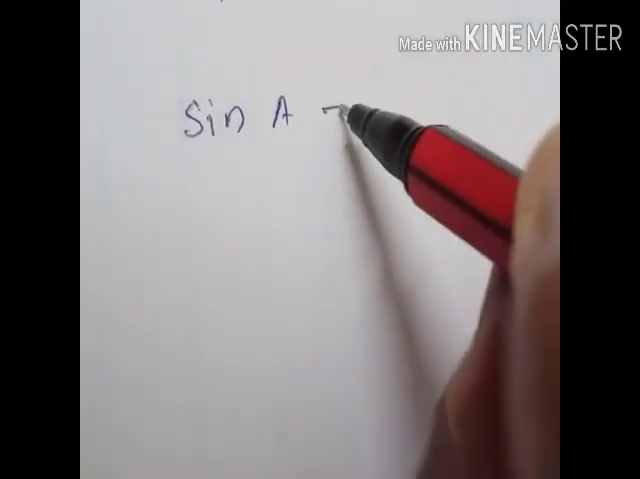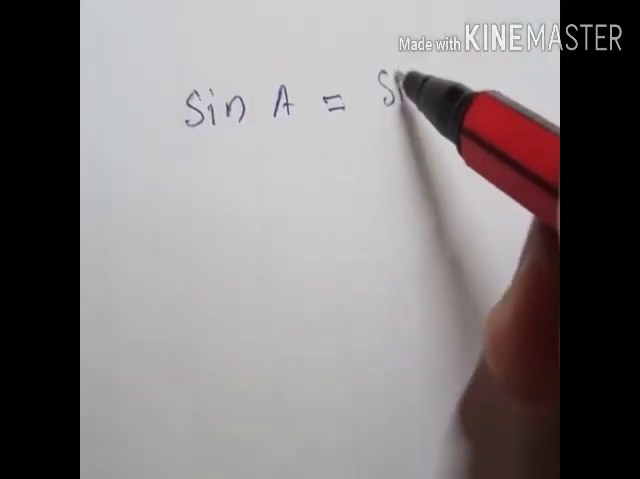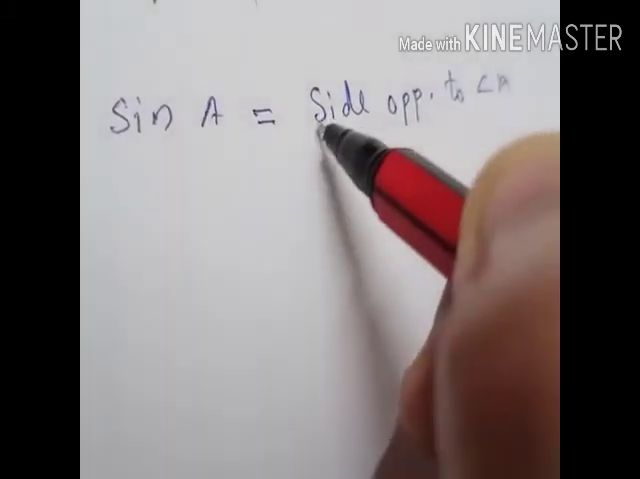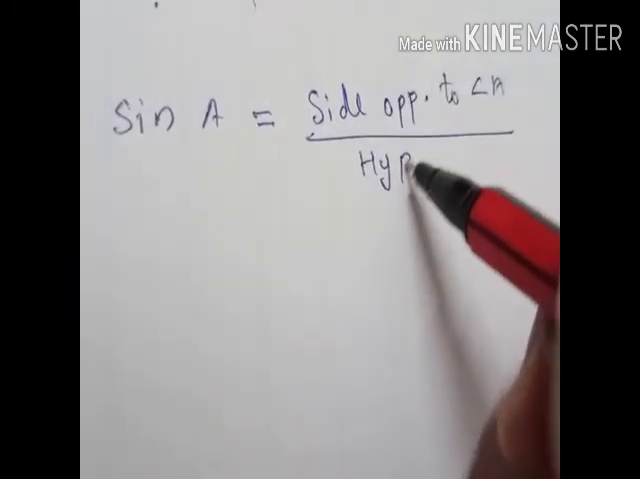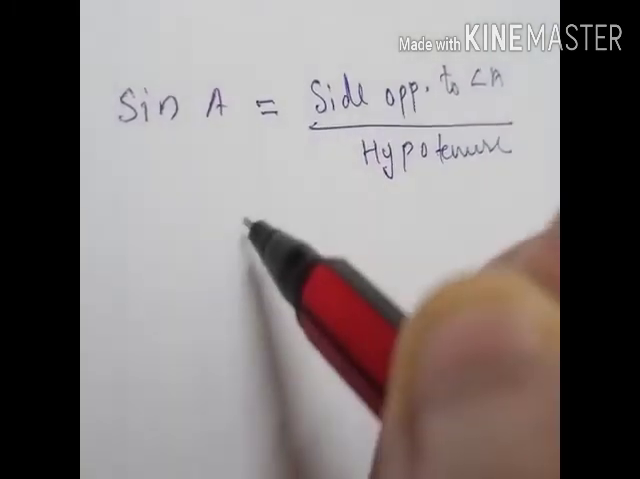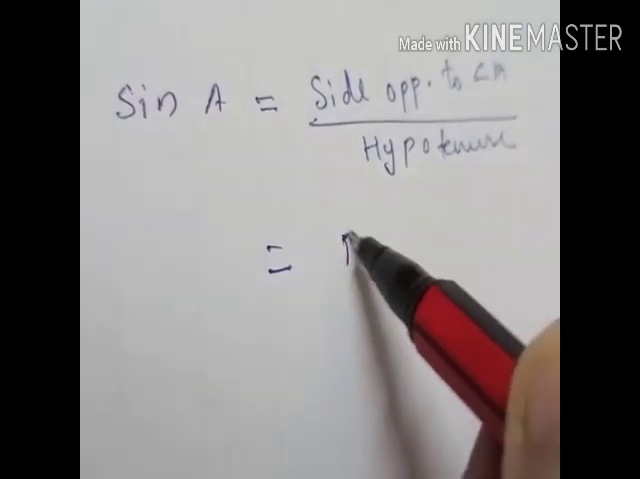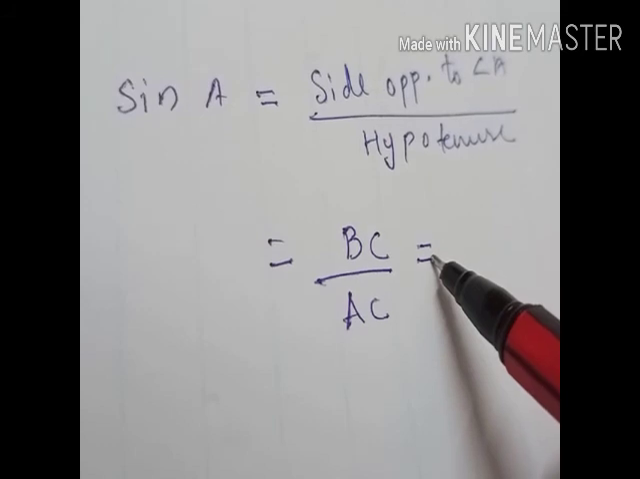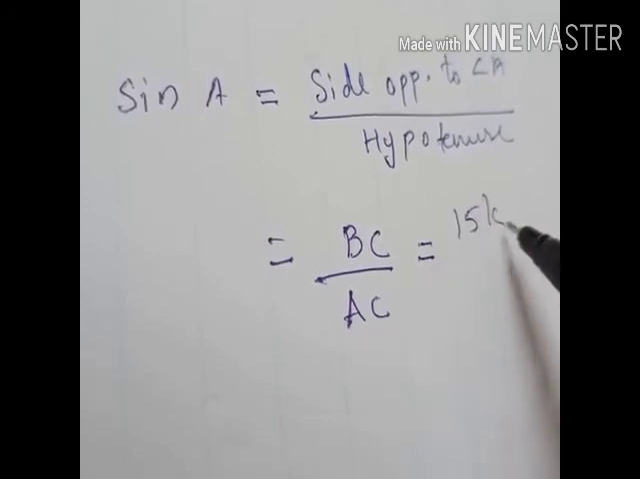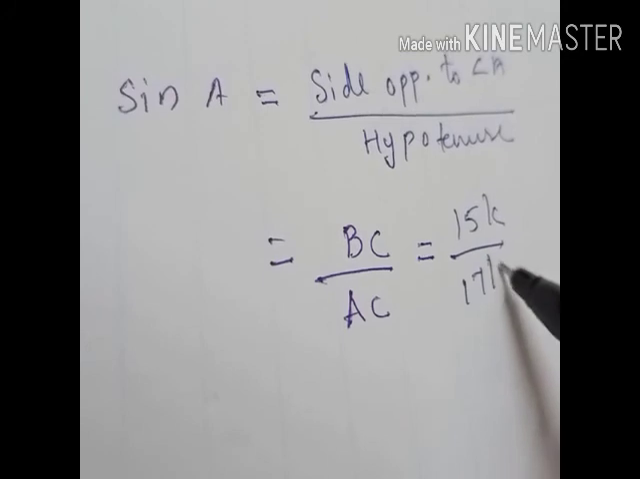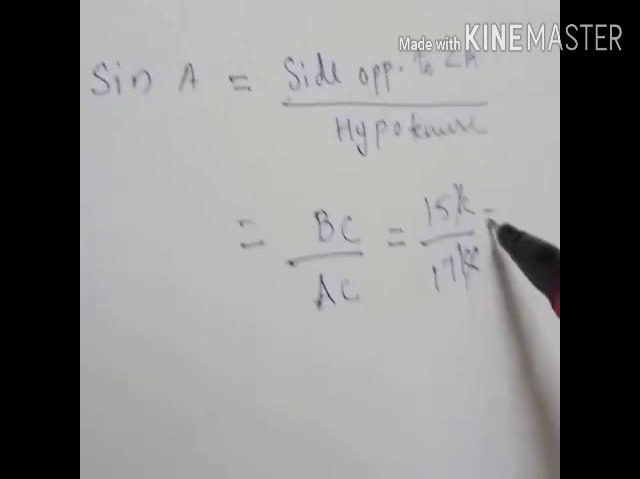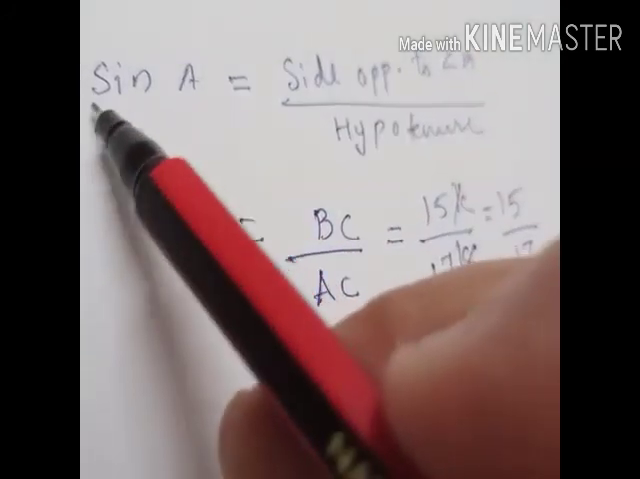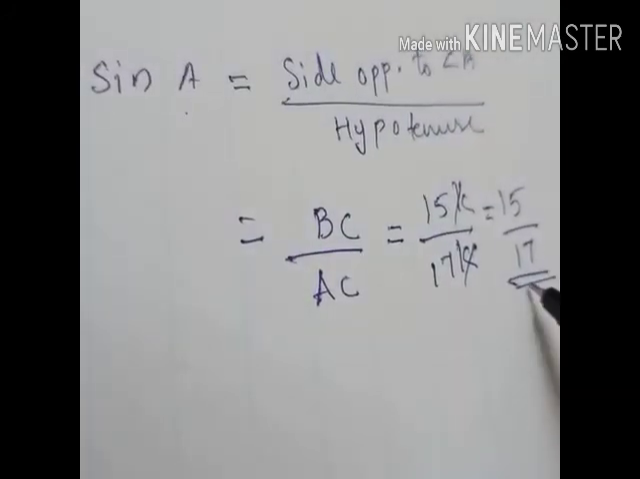So sin A equals side opposite to angle A by hypotenuse. Side opposite to angle A is BC. Hypotenuse is AC. So we get BC is 15K by AC is 17K. Now this K and K will be cancelled. So the answer is 15 by 17. So sin A equals 15 by 17.